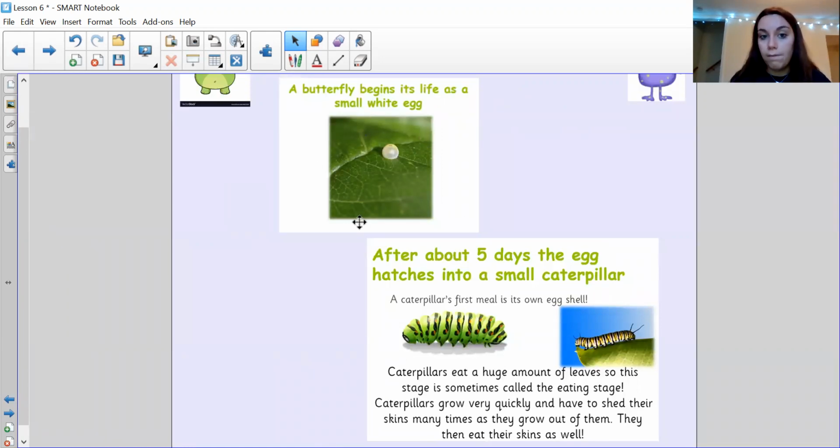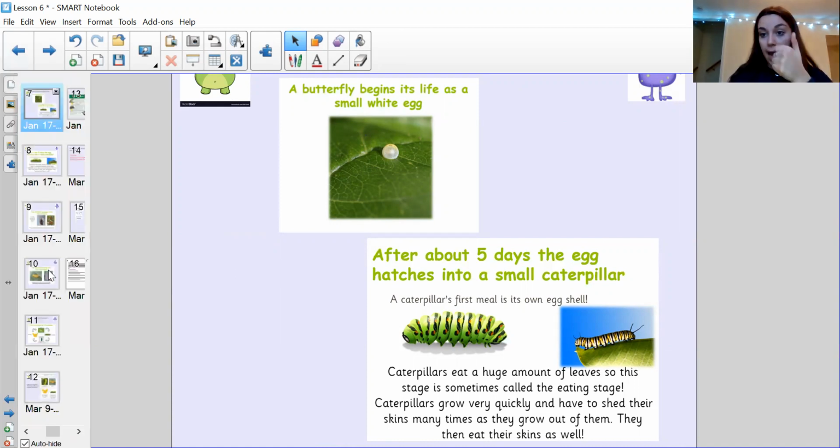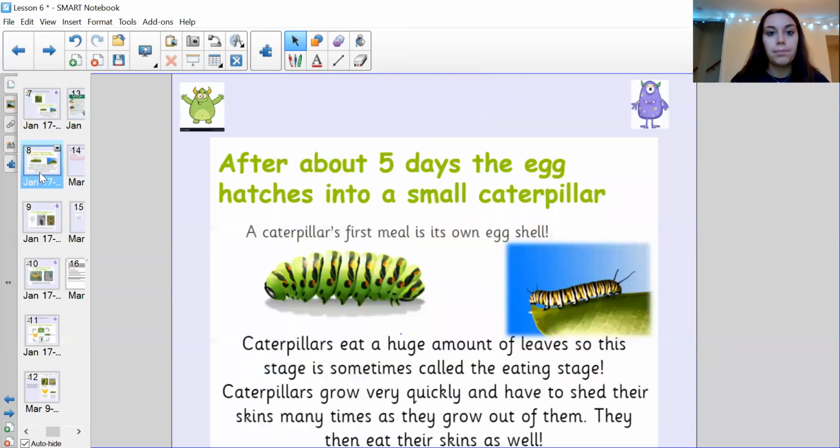So this would be our first stage, it being an egg. Then we draw an arrow in our second stage. After 5 days, the caterpillar eats its own shell and starts to grow and shed its skin. So we've gone from an egg to a caterpillar.